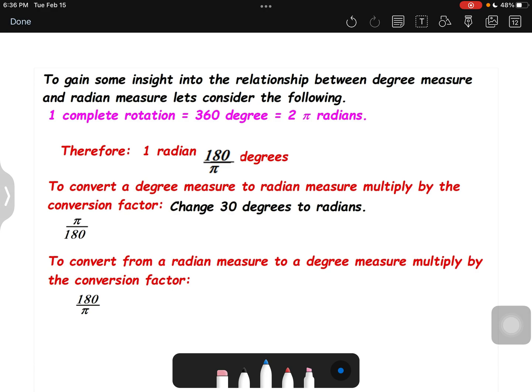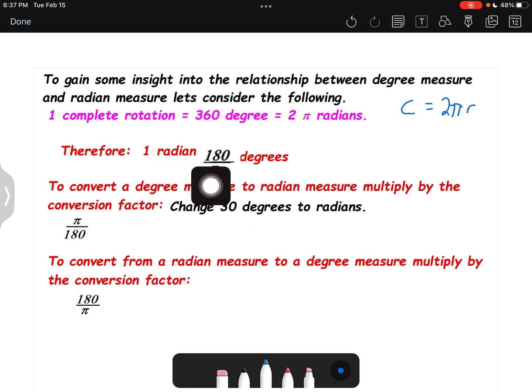Okay, so like we said, because one complete rotation around a circle is 360 degrees, that's also equal to 2 pi radians. If you think about the formula for finding the circumference of a circle, which is all the way around a circle, there's a formula that's 2 pi times the radius, right? Well, if we're thinking a radius of 1, that's just 2 pi, right? So therefore, here's what we've got.